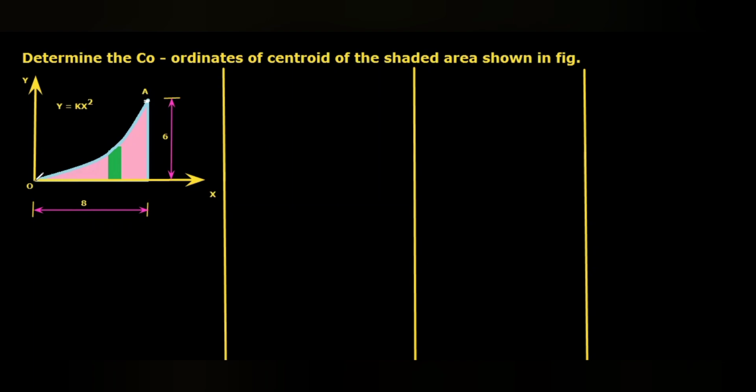Here, this curve OA follows the equation y equal kx square. The area under the curve OA is the shaded portion here. For that area, we have to calculate the centroid. That means the area under the curve OA has a vertical dimension of 6 units and a horizontal dimension of 8 units. So for this shaded portion, we are going to calculate the centroid.